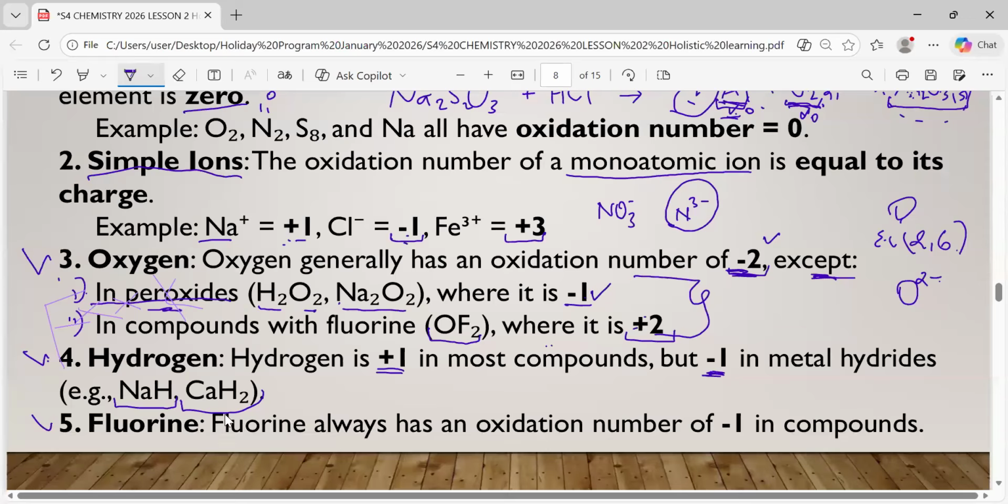Fluorine always has an oxidation number of -1 in compounds. Do you know where -1 is coming from? You recall the electronic configuration. Yeah, from its charge, because you know that fluorine is 2 to 7.